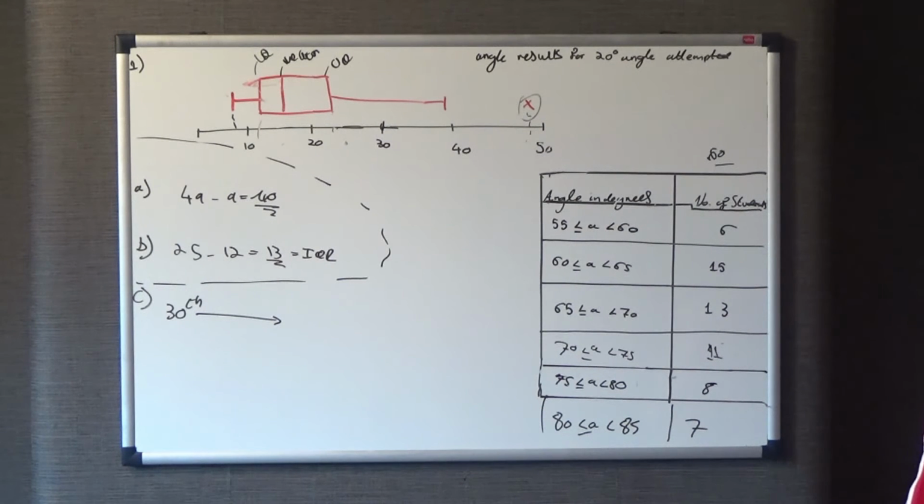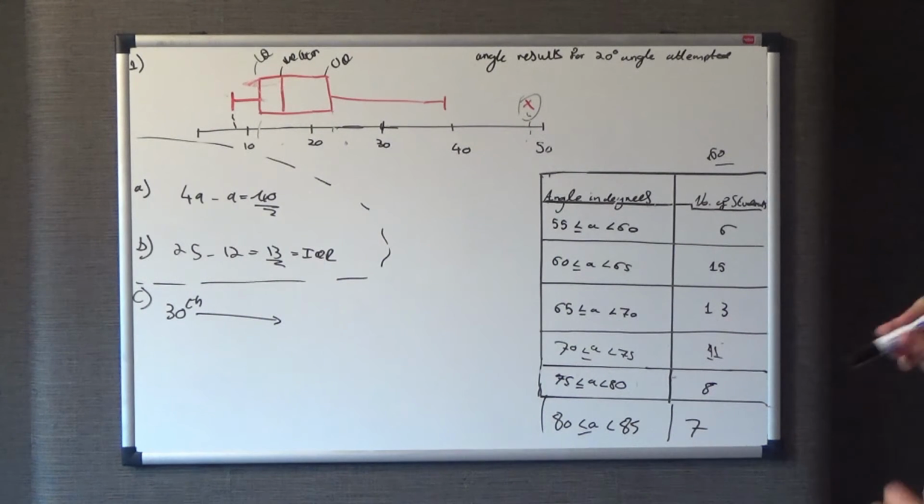Just make sure. Sorry. God, have I done this right on here? Yeah, 65 to 70. I thought I'd done it wrong. I was a bit worried for a second. So the 30th number lies in the 65 to 70 range.